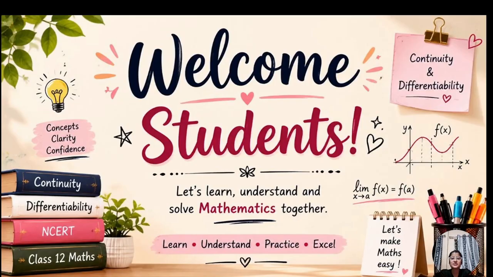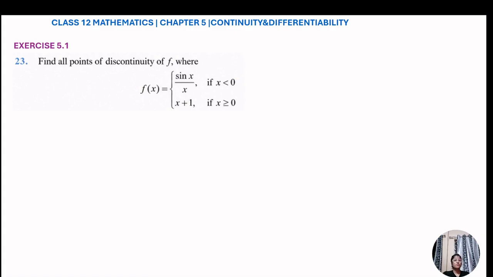We have started chapter number 5 of class 12, that is continuity and differentiability. We have started solving exercise 5.1 of this chapter, and I think we reached up to question number 22. Now, in this video, we're going to do question number 23 and 24 of this exercise 5.1. Let's begin. So what is question number 23 of exercise 5.1?